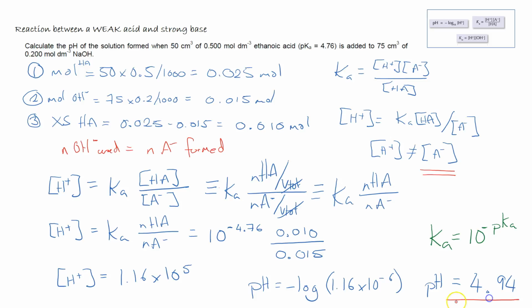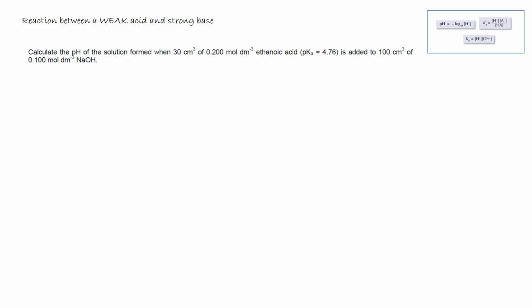Once again, I give that to 2 decimal places as my final answer. Finally then, we're going to have a quick look to see what happens when we've got the pH of a solution formed when 30 cm cubed of 0.2 mol dm^-3 ethanoic acid with a pKa of 4.76 is added to 100 cm cubed of 0.1 mol dm^-3 sodium hydroxide. In this case, we're going to have an excess of base.